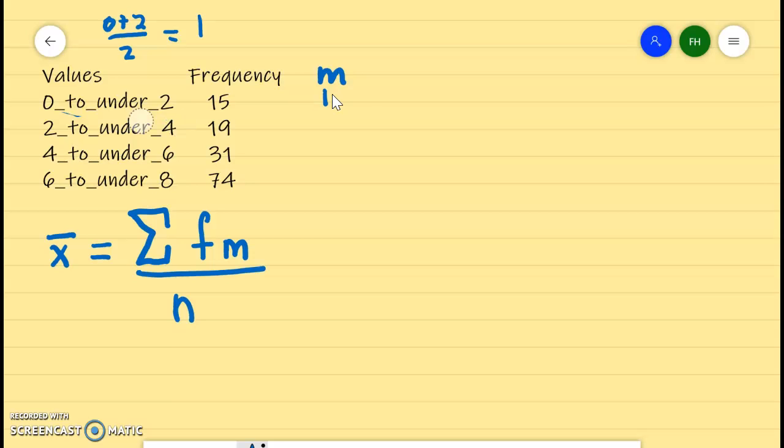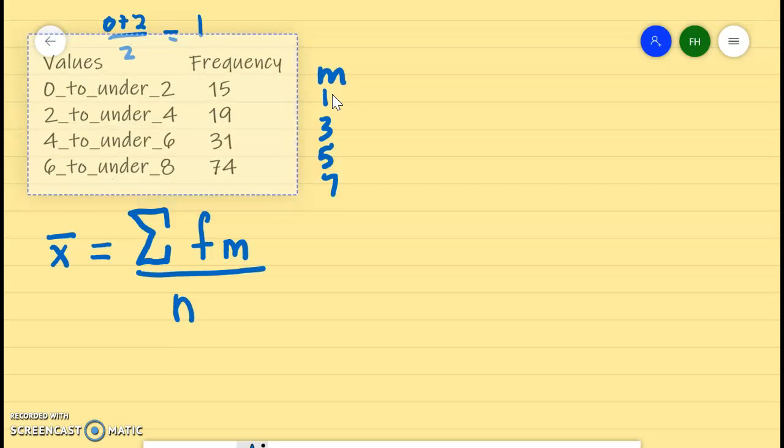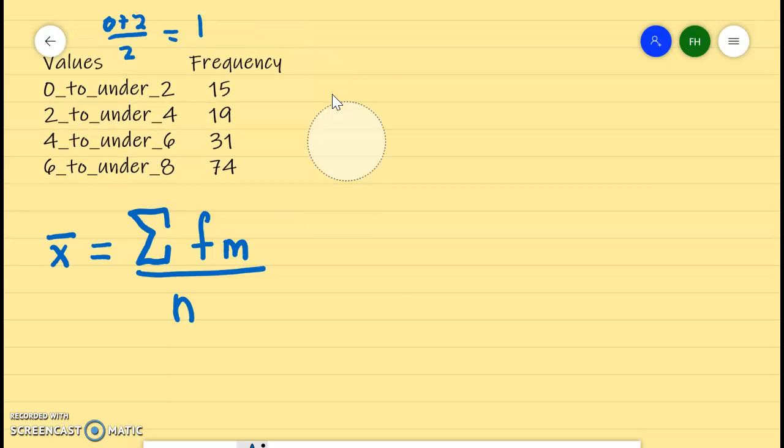2 to under 4, 2 plus 4 is 6, divided by 2 is 3. The midpoint of 4 to 6, 4 plus 6 divided by 2 is 5. It's just the middle of each. And then 7. So our midpoints, on lines, we said 1, 3, 5, 7.